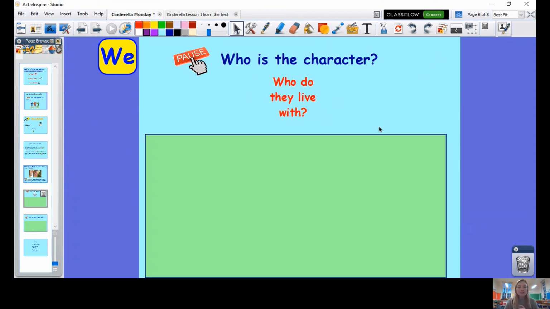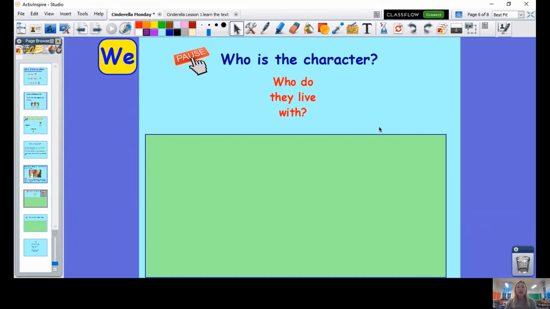Now, before we go any further, before you pause me and I set you up on this piece of paper, where we're going to gather our ideas is going to be very precious. We're going to need this next week as well, okay, when we do our writing. So I want you to keep it safe with the rest of your work so we can use it next week. Now, the first thing we want to think about is who is the character?